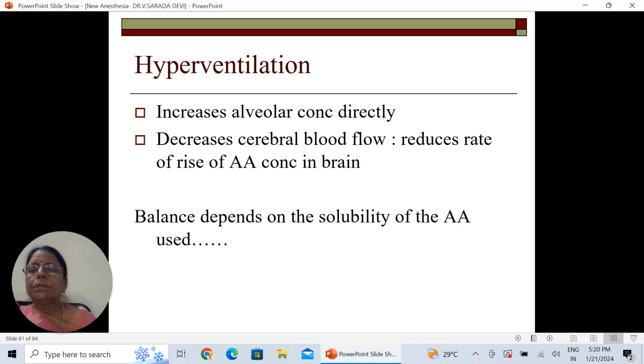So what is hyperventilation? Hyperventilation increases the alveolar concentration directly. It also decreases the cerebral blood flow and reduces the rate of rise of anesthetic agent concentration in the brain. So the balance depends upon the solubility of the anesthetic agents used.